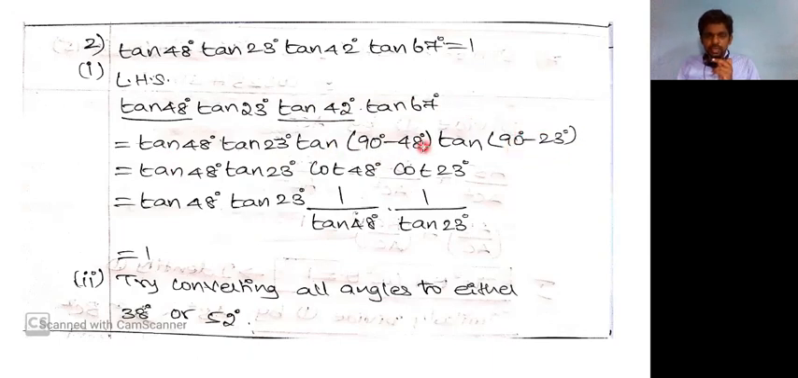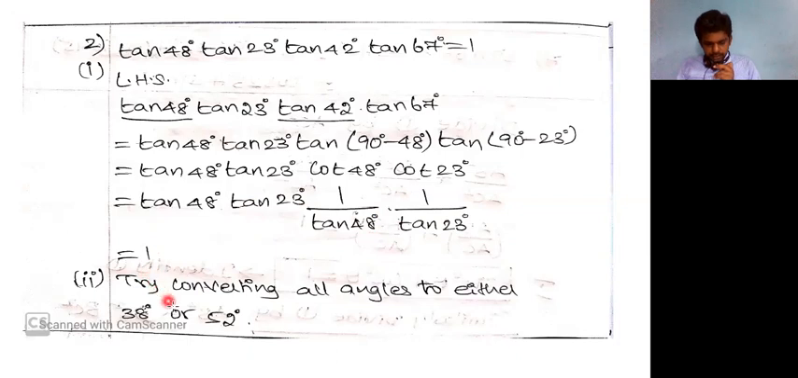So what is tan 90 minus theta? Cot theta. So tan 90 minus 48 is cot 48. Tan 90 minus 23 is cot 23. So also we know that cot is the reciprocal of tan. So cot 48 is nothing but 1 by tan 48. Cot 23 is nothing but 1 by tan 23. So here we have tan 48 and tan 48 in the denominator gets cancelled. Tan 23 and tan 23 gets cancelled. Therefore, the value is 1.